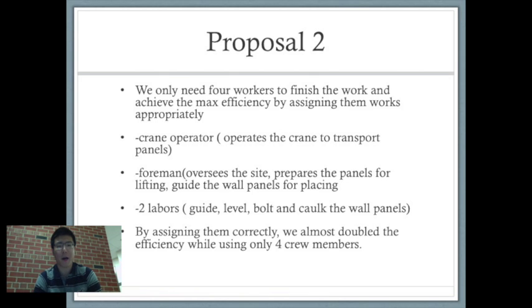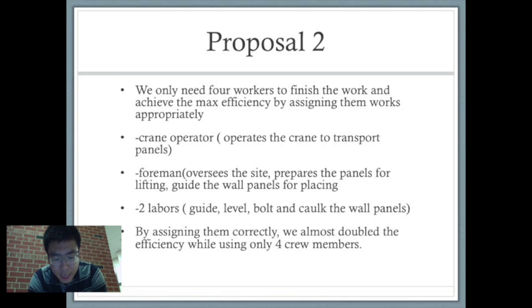Hi, my name is Meng Wang and I'll talk about Proposal 2. Our second proposal also increases productivity, but does not reduce cycle time. It is a proposal to reduce the crew on site. The main factor affecting such a decision is the amount of time available to finish the project. It could be said that there is currently an excessive number of workers on site.